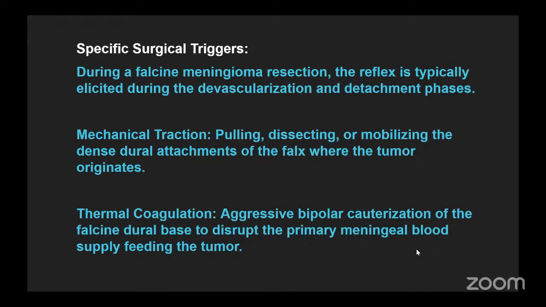We discussed the triggers. The triggers are mechanical traction: pulling, dissecting, mobilizing. This usually happens when we are in the terminal stage of surgery and think we can get away with it, or if we are very aggressive with the bipolar cauterization, or if there is heavy bleeding and we are blindly coagulating everything. That can trigger this reflex. Because of that, our anesthetist should be on watch, and should alert us if the heart rate is dropping.